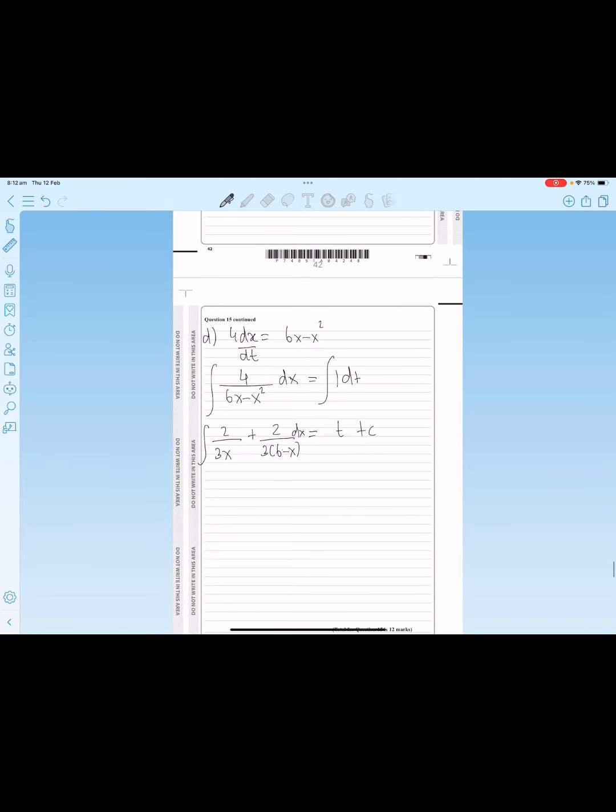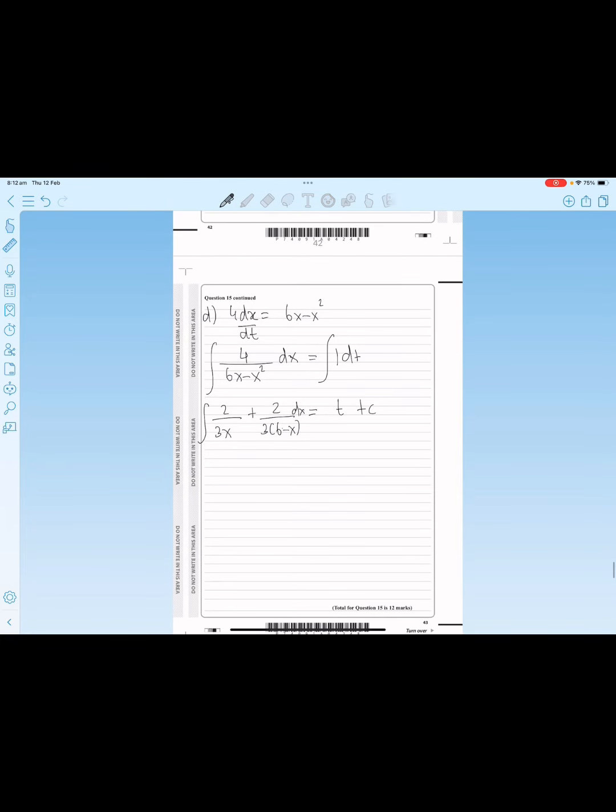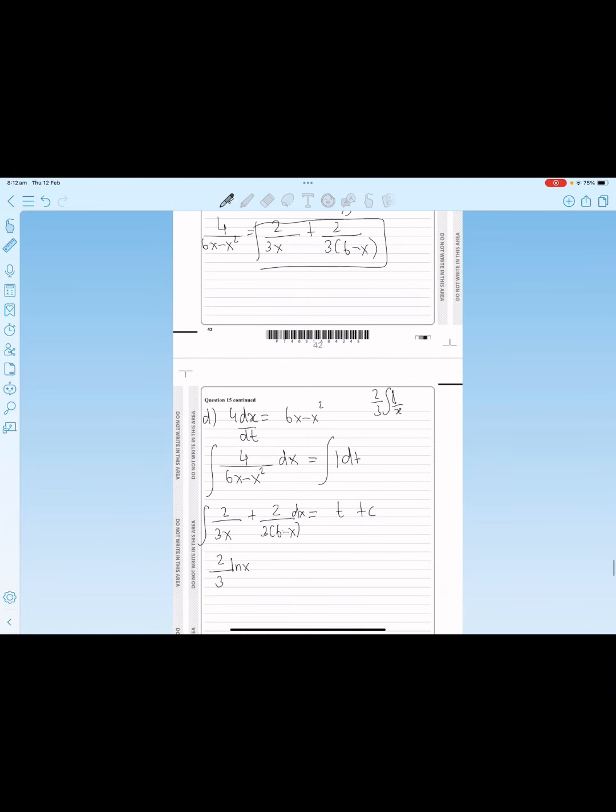Now let's actually do the integration of the left hand side. So this is the same as doing 2 over 3 integral of 1 over x, right? And the integral of 1 over x is just ln x. So this would become 2 over 3 ln x, but this second part is doing 2 over 3 times the integral of 1 over 6 minus x.